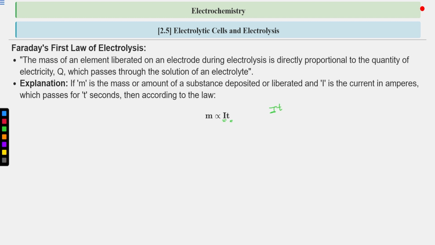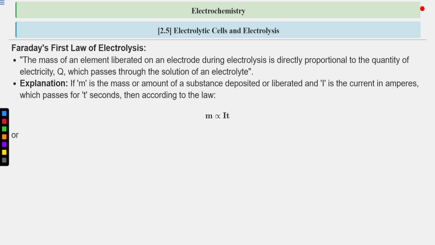I into t is basically Q, that is charge. As the statement says, the mass of the element which is liberated on the electrode during the electrolysis is directly proportional to the quantity of electricity, that means the charge Q, and Q is equal to I times t, current multiplied by time. So mass is directly proportional to Q, and as Q equals I times t, mass will be directly proportional to I times t. Now when you remove this proportionality sign, there will be an equal to sign and a constant.